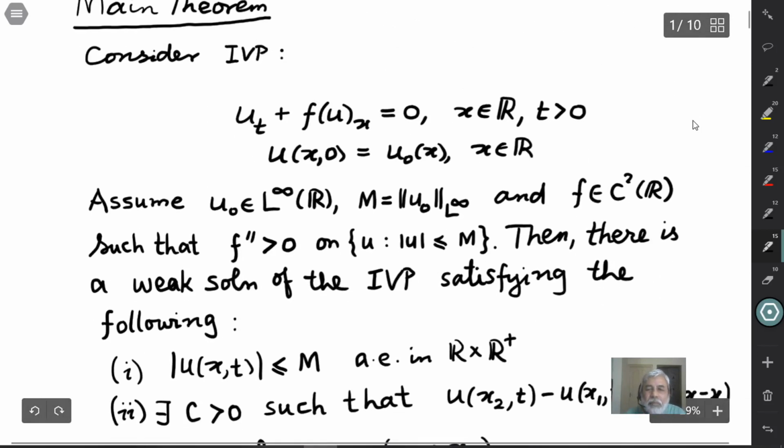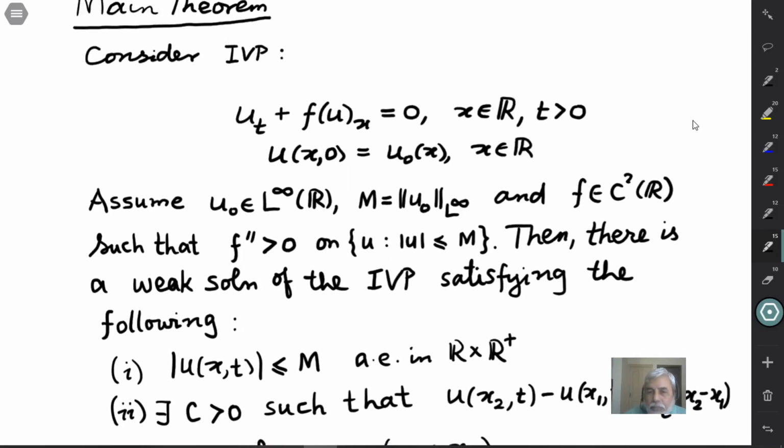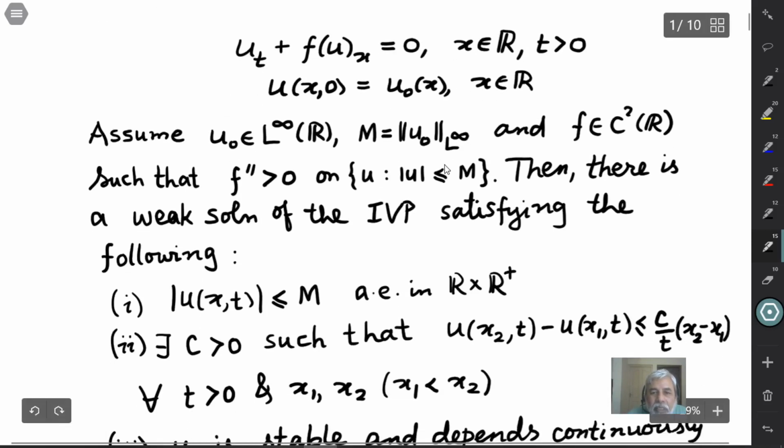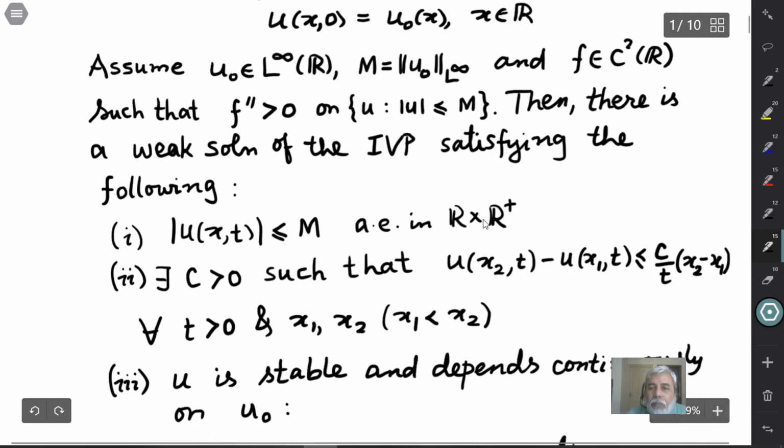Again, we have stated it many times, but let me state it once again. We have this conservation law, the initial value problem: u t plus f of u x equal to 0, u x 0 equal to u0 x, and these are the assumptions on the initial data. It's a bounded measurable function with m as its essential supremum norm, and with regard to this non-linearity f, we assume that it is a C2 function whose second derivative is bounded below by a positive number. Since we are only interested in this interval on the real line and f double prime is continuous, this minimum will be positive. That's not explicitly stated, but it's understood.